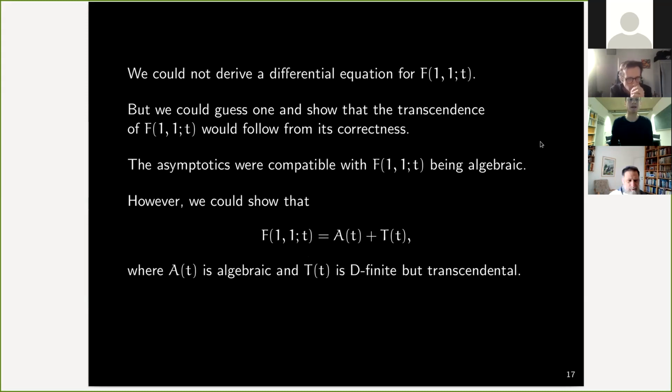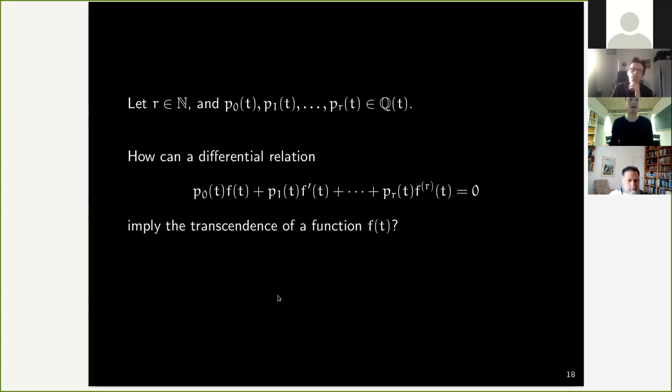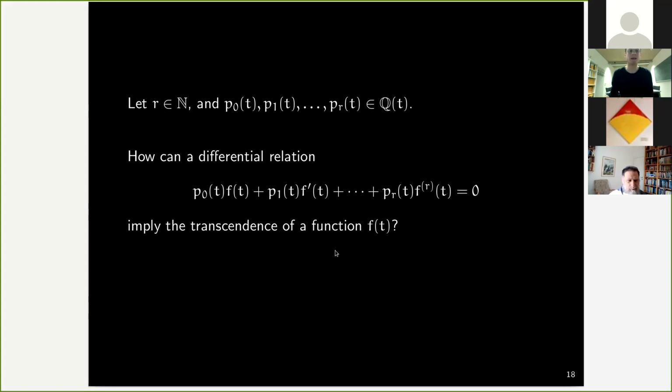So for the rest of the talk, I would like to present some of the arguments. So the question now is, given a differential relation for a function of this form, as an ordinary differential equation whose coefficients are rational functions, how can such a differential relation imply the transcendence of the function?